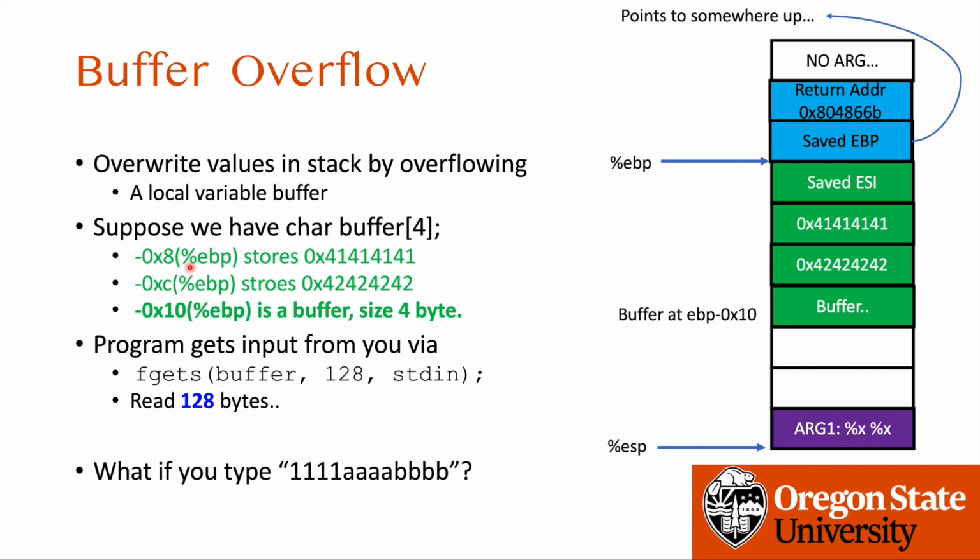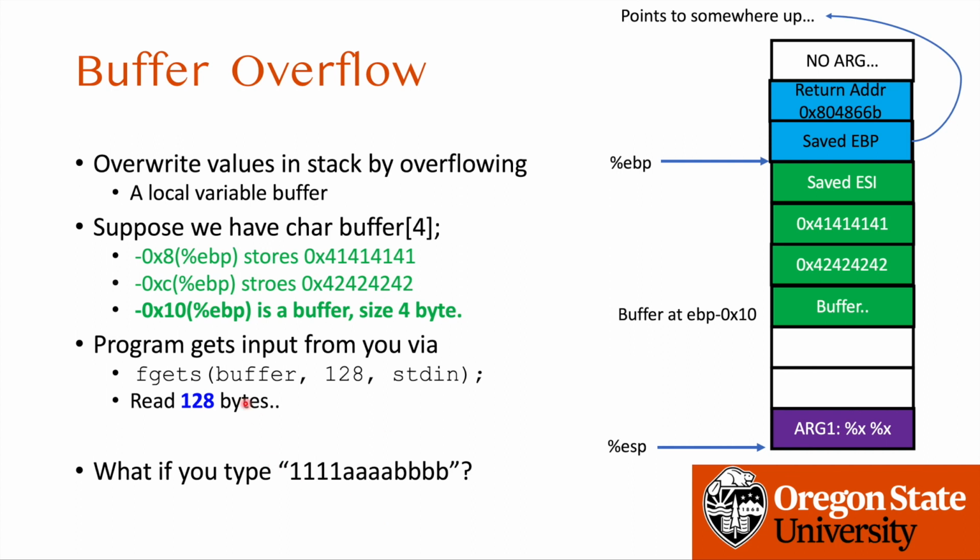So to simplify the diagram, I changed the buffer size. Suppose we have a buffer of size 4 at EBP minus 10, right here. On the right side, you can see the buffer, and we have other local variables here, and also control data. And then suppose you have an fgets function called on the buffer that reads up to 128 bytes from your standard input. Then let's see what will happen.